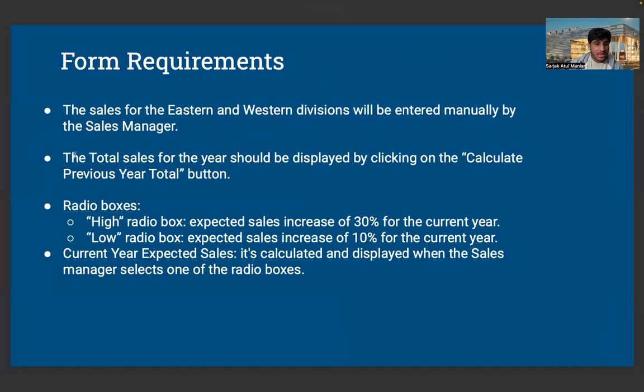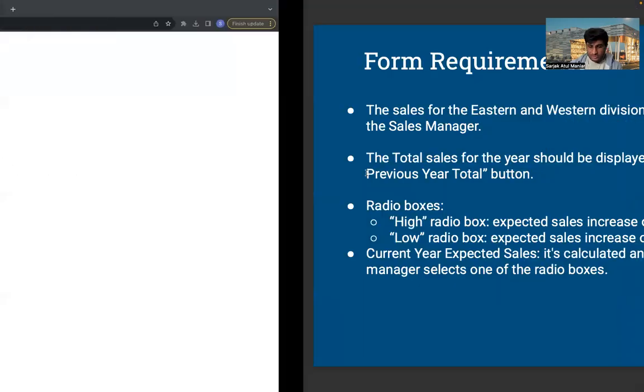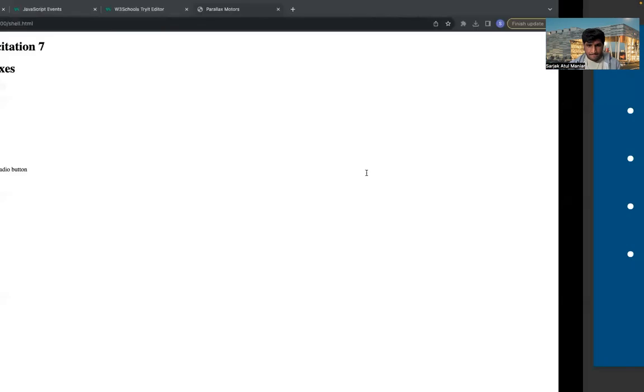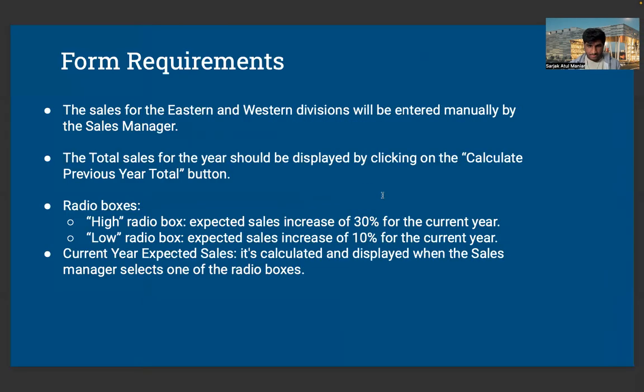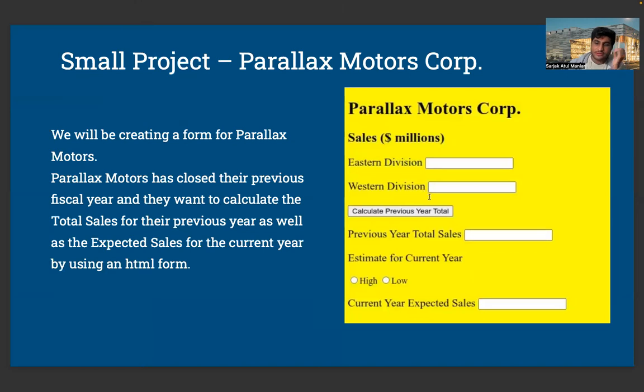Let's look further at what it's saying. It says the total sales for the year should be displayed by clicking on the calculate previous year total. Awesome. So once the user inputs the values over here, and after that, if the user clicks on this button, then the previous year total sales, that particular output of the operation performed, should be displayed over here.